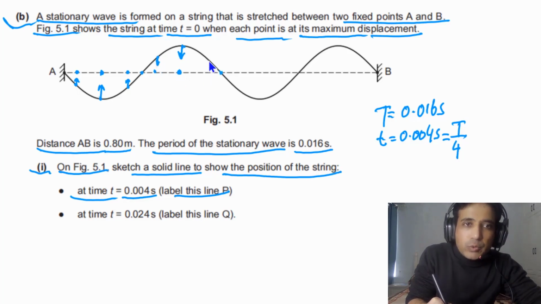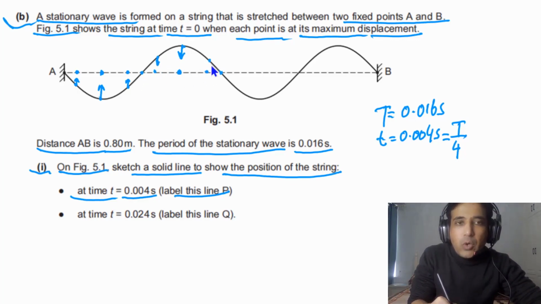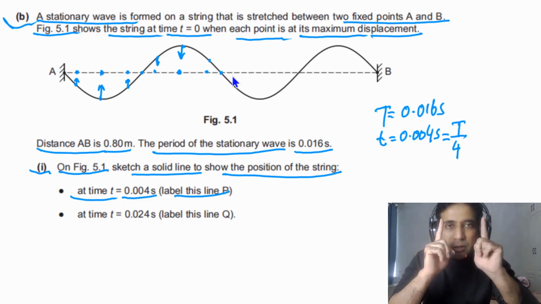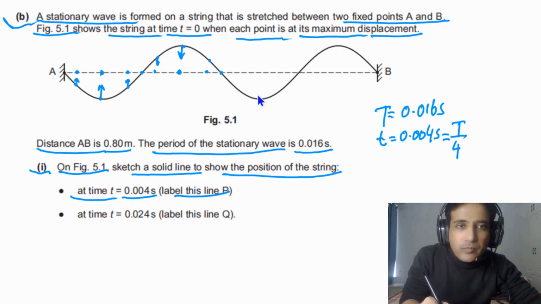You can also take a particle here; after T by 4, this will come here, because all the particles between two nodes are always in phase. If you look at this loop, between these two nodes, the particle at the bottom, after T by 4, will be here, and the particle on the string at this point, after T by 4, will be here at equilibrium. And the same is true for this one.